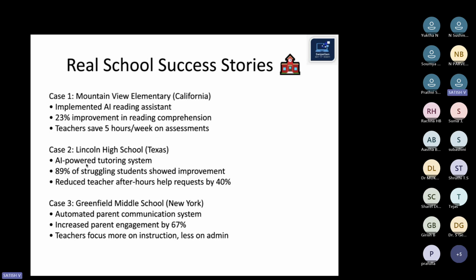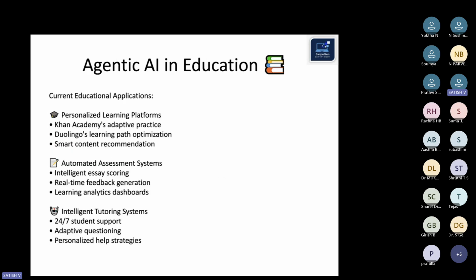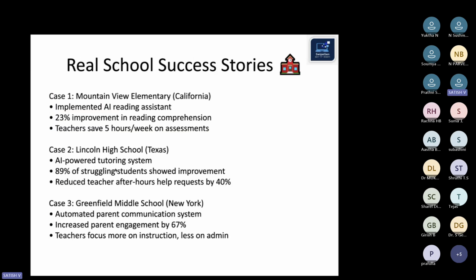And there is one more school, Lincoln High School. They have an AI powered tutoring system where 89% of the students showed improvements by using the AI. How? By reducing the teachers' after hours help requests. If a student has some doubts after hours, they get clarified through AI in a very minimal and easily understandable way that the student understands.